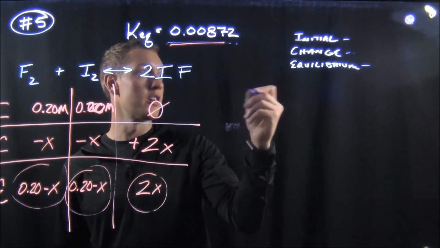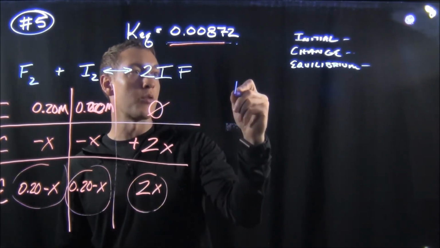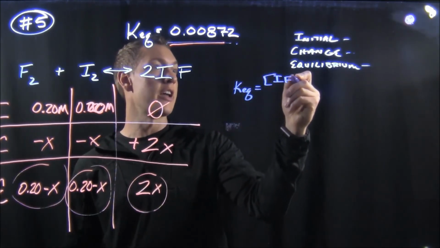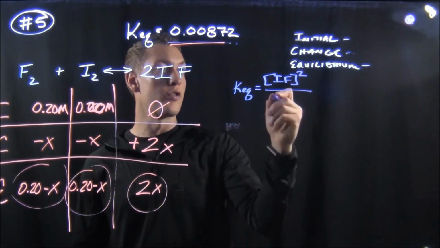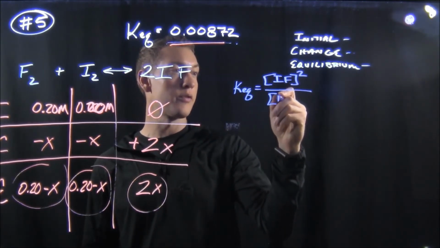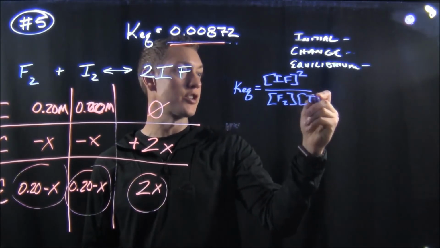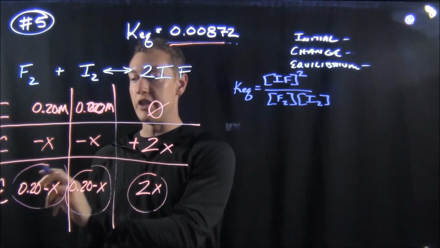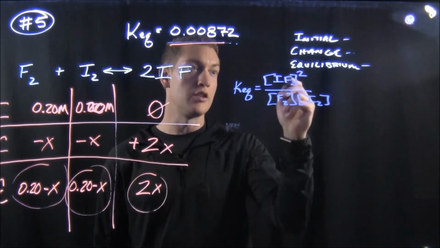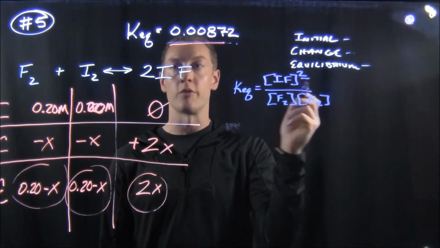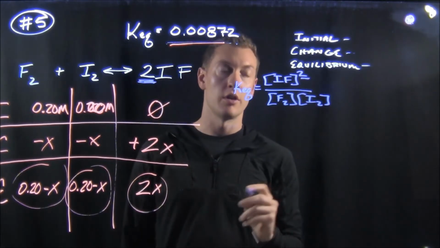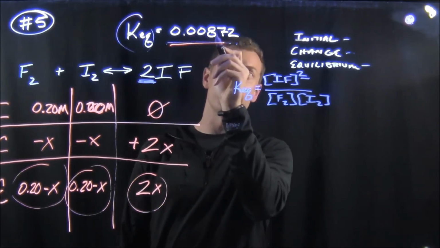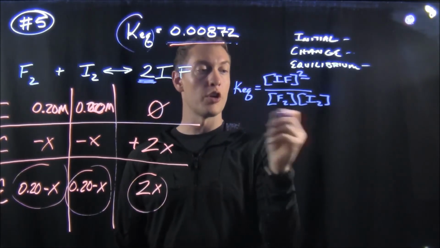So we will say the equilibrium expression for that would be KEQ equals the concentration of IF squared over the concentration of fluorine times the concentration of iodine. So I'll plug these values into that expression. And this is squared because of the 2 in the coefficient. Oh, and we know KEQ. KEQ is 0.00872. So we'll plug all of that in.